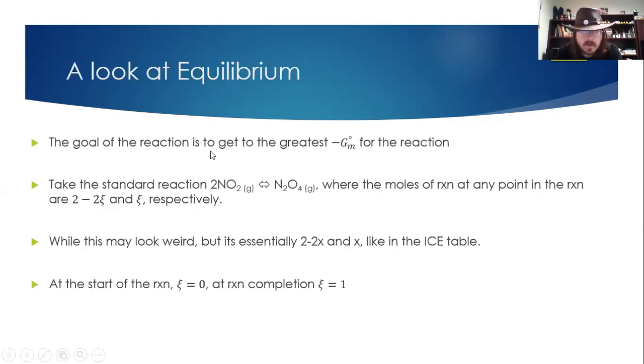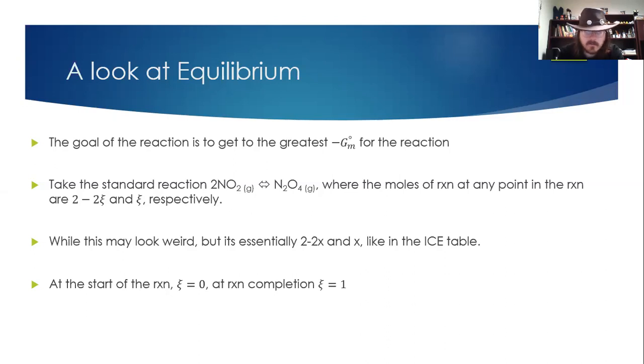Now, the goal of this reaction is to get the greatest delta G M for that reaction. The absolute delta G. Let's look at a standard reaction where 2 NO2 goes to N2O4. The moles of reaction at any point in this reaction is going to be 2 minus 2 xi for NO2 and just xi for N2O4. So 0 plus xi as it progresses. While this may look weird, it's essentially 2 minus 2x and x, just like a standard ICE table would say.